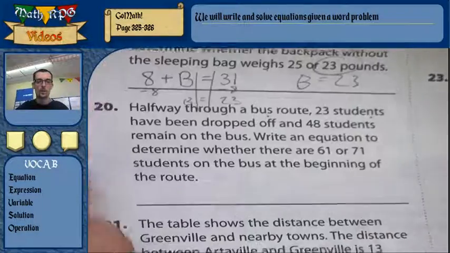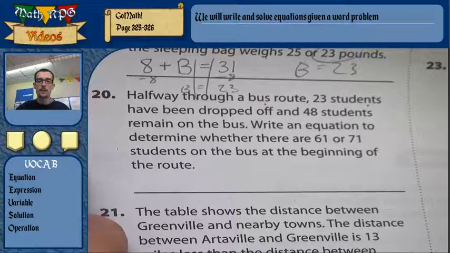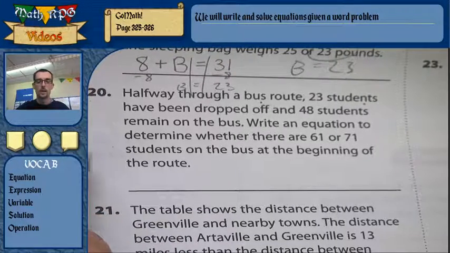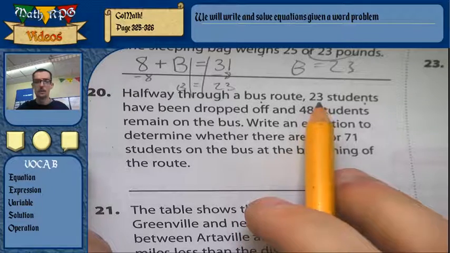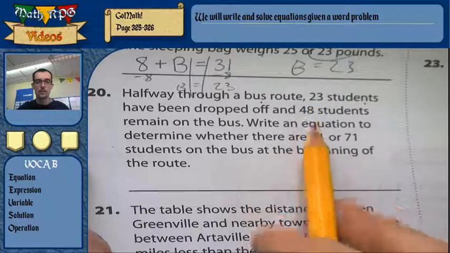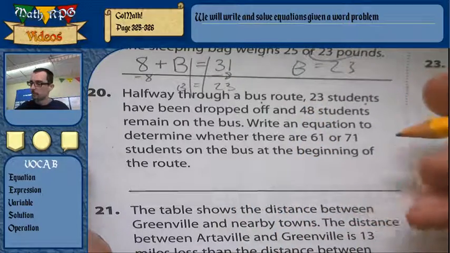Done. Number 20. Halfway through a bus route, 23 students have been dropped off and 48 students remain on the bus. Write an equation to determine whether there are 61 or 71 students on the bus at the beginning of the route. Okay, so again, I have these two things, the 23 kids who got off and the 48 students who are still on the bus. If I add them together, that should give me how many people were on the bus at the beginning, right?